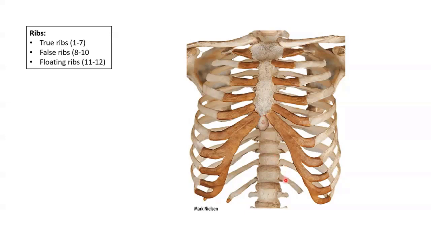Our 11th and 12th ribs are termed floating ribs because the costal cartilages at their anterior ends do not attach to the sternum at all, so they're floating. These ribs only attach posteriorly to the thoracic vertebra.